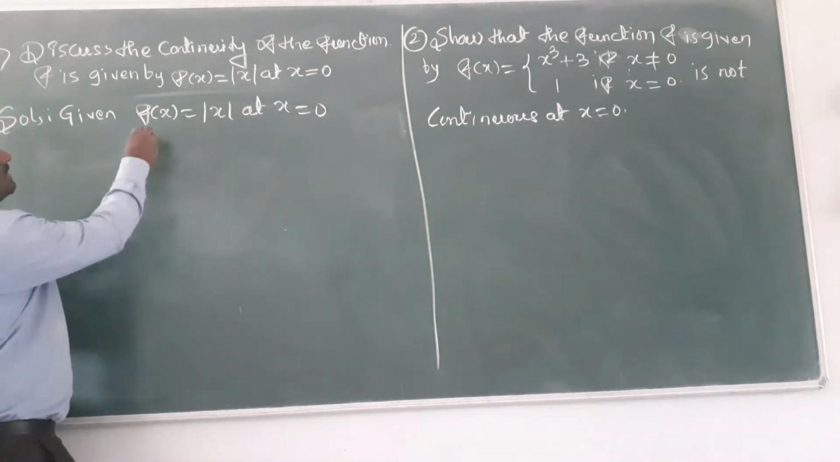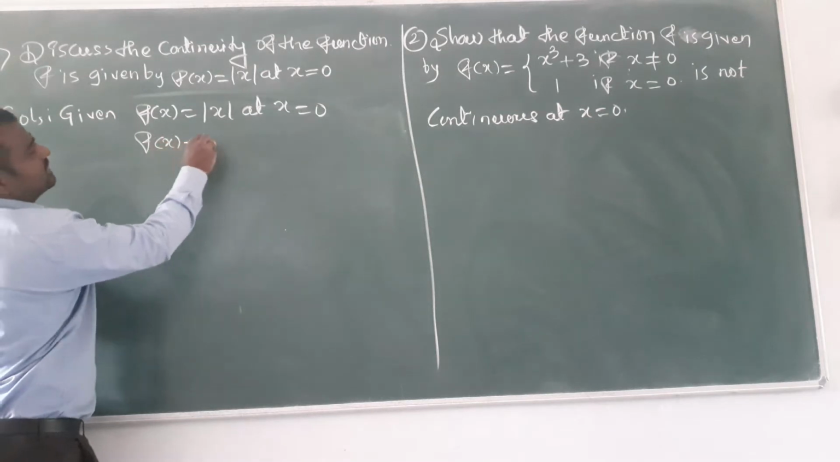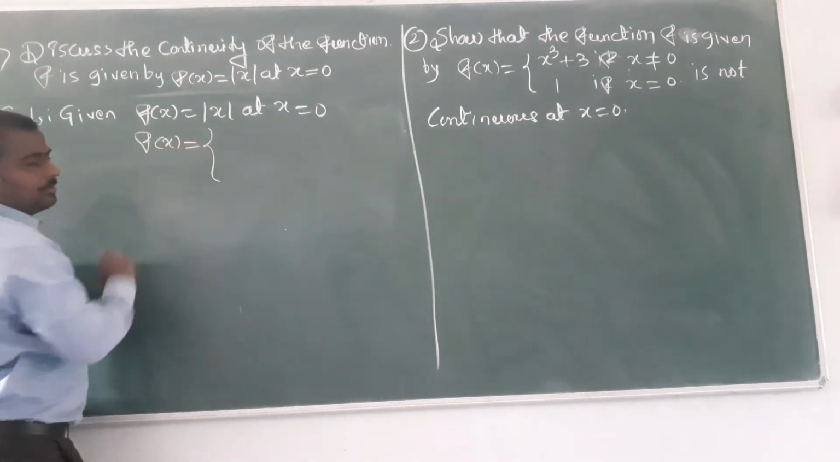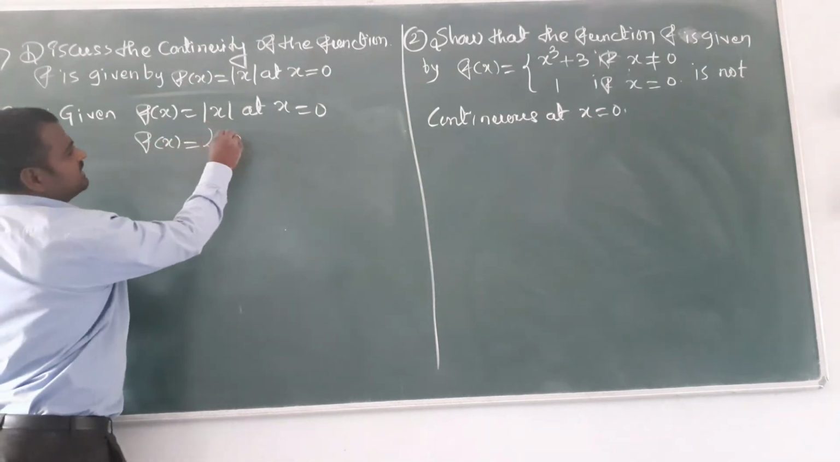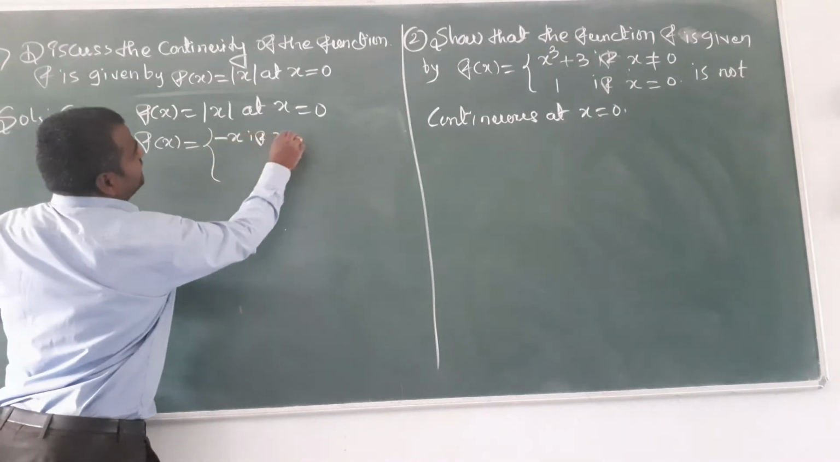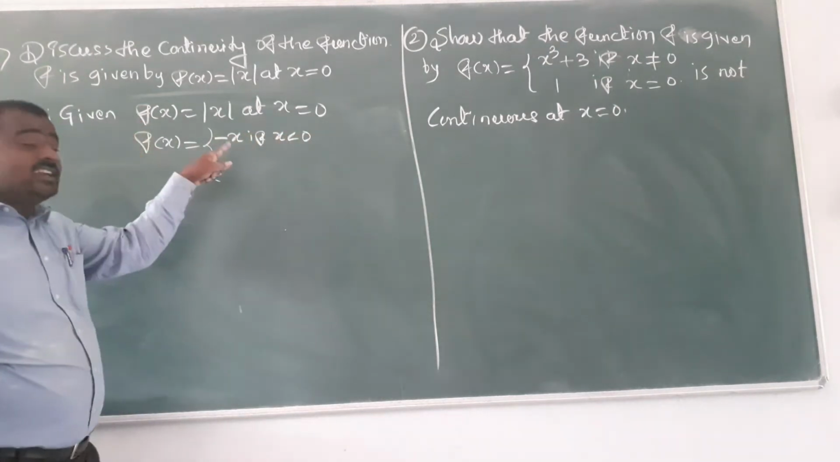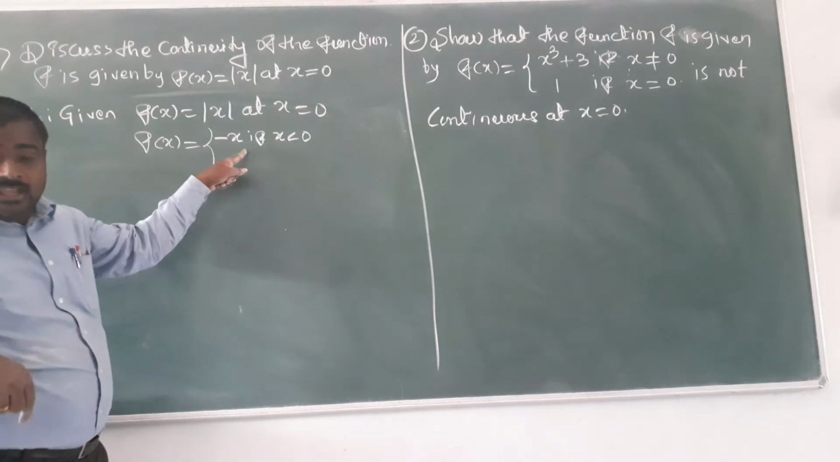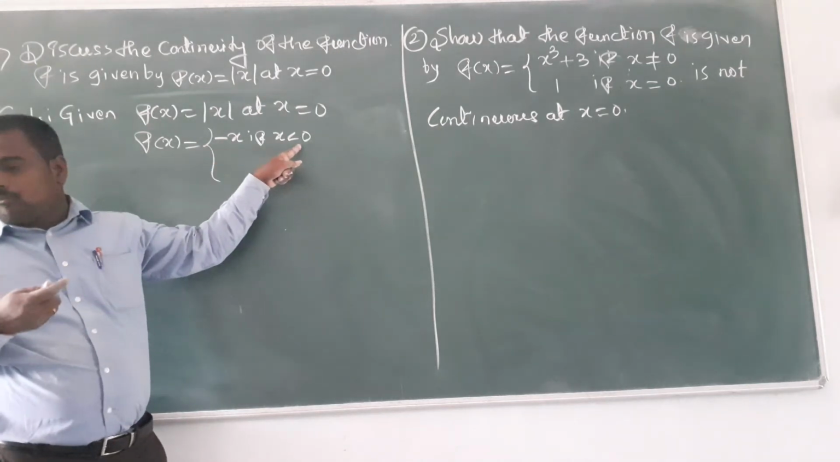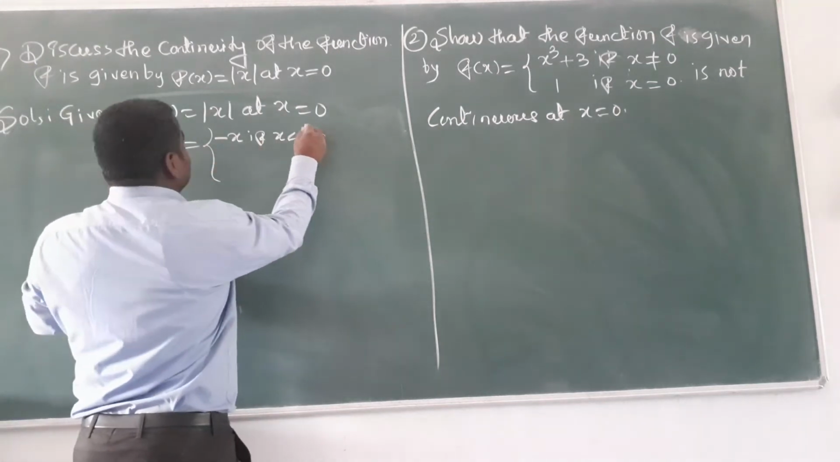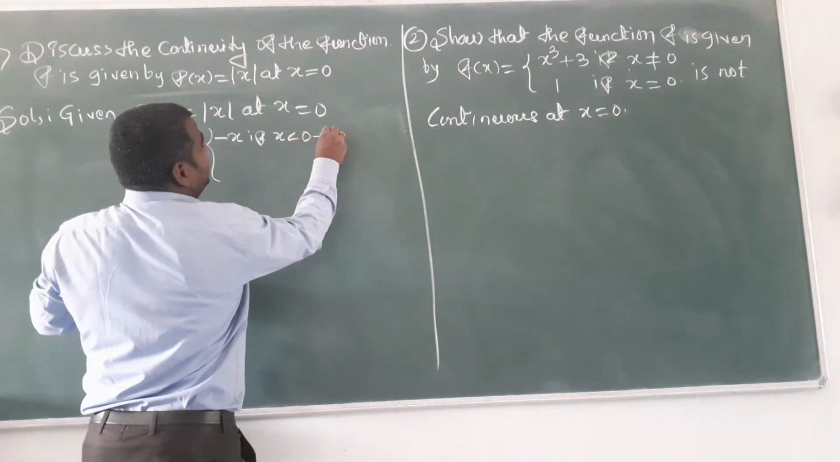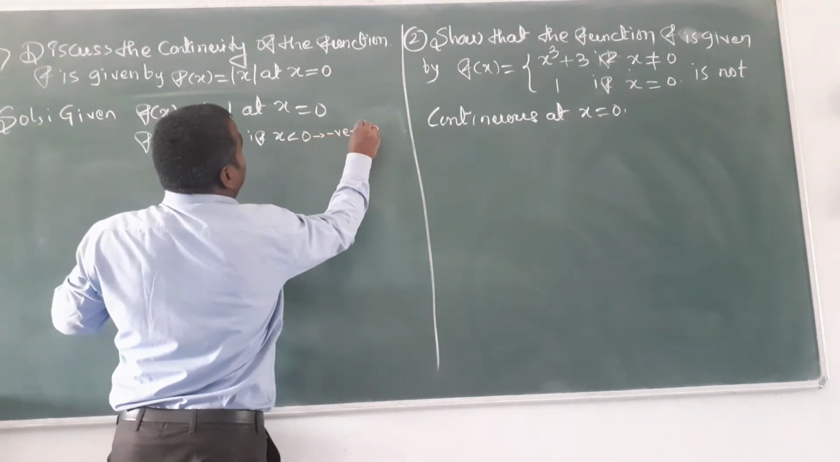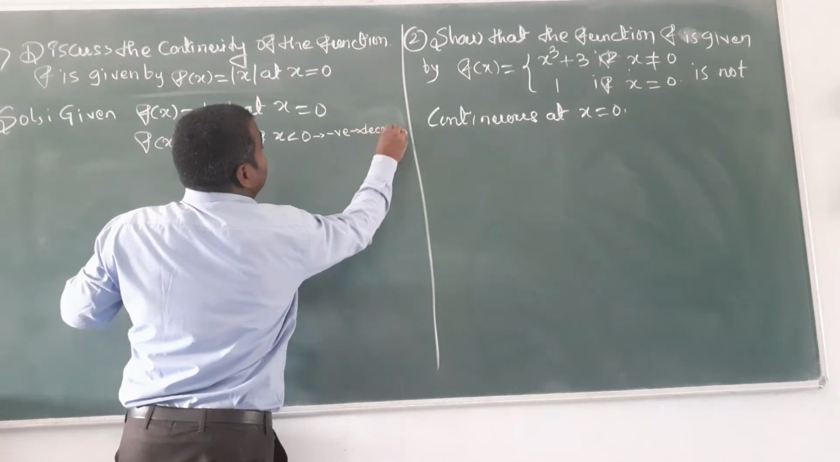So let us discuss the problem first. Convert this into the form of a piecewise function. So here it is minus x if x is less than 0. Why can we take minus x? When x is less than 0, this condition happens. Shall I take a negative number? Negative number means decreases.